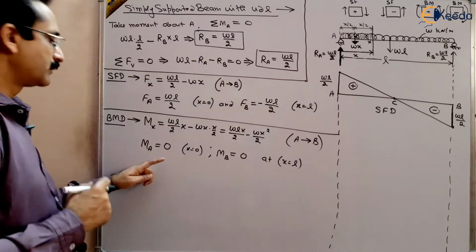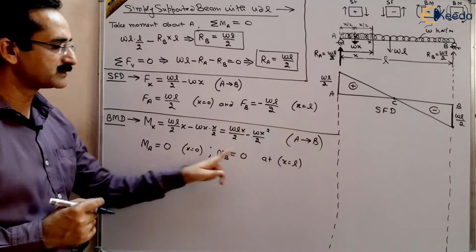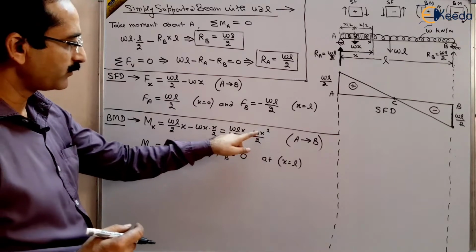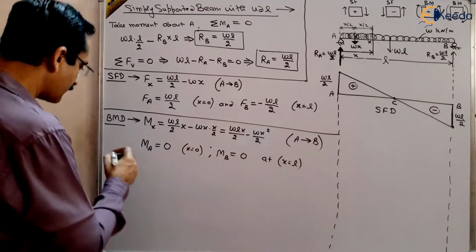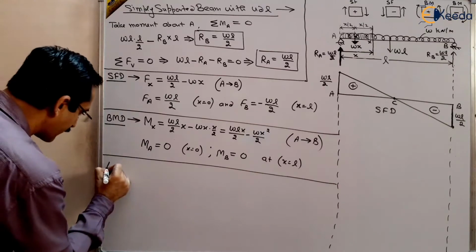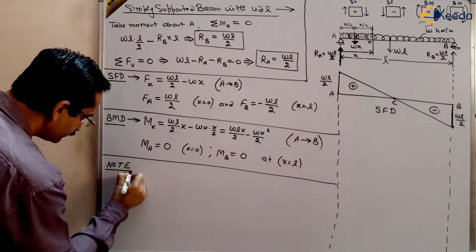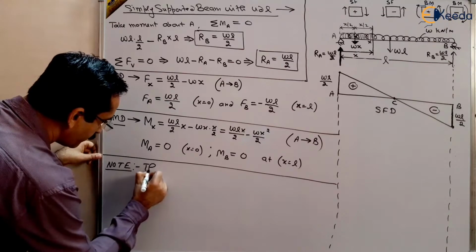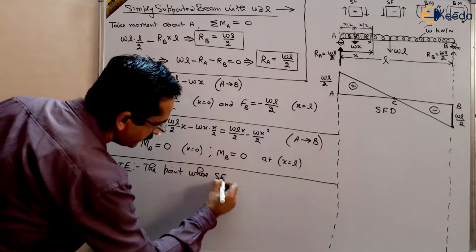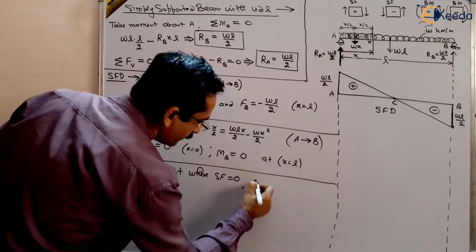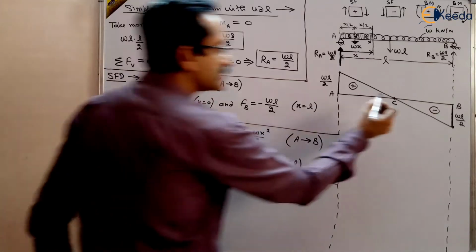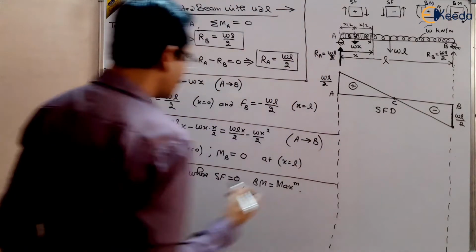So we are getting MA 0 and MB 0 at A point and at B point, and in between we are getting the parabolic variation. For the time being, you note down that the point where shear force is 0, the bending moment will be maximum. So here shear force is 0 at the center, it means bending moment will be maximum, right?